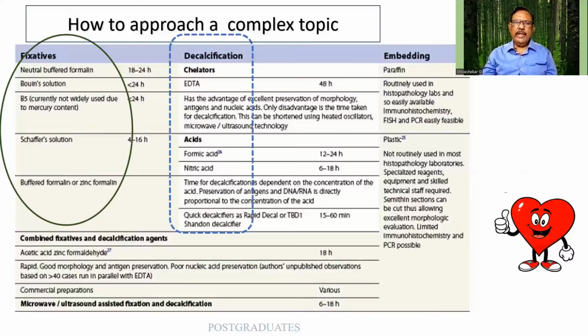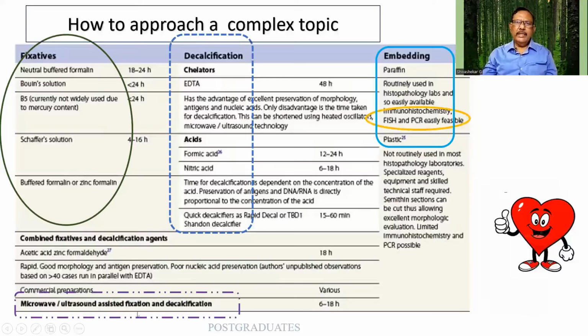The second one will be decalcification. It can be because of EDTA or formic acid, nitric acid, etc. Embedding. It can be simply paraffin embedding or plastic embedding. And the uses can be immunohistochemistry, FISH, PCR, etc. And finally, there can be other methods such as the microwave, ultrasound, etc. Sometimes combined fixatives and decalcifying agents can also be used. This is the way you people can make a complex table easy. At a time, by heart only.